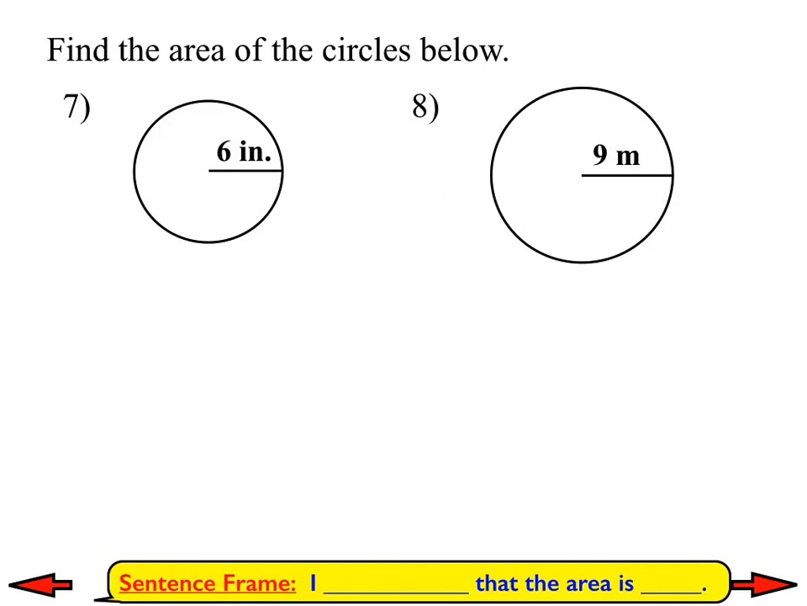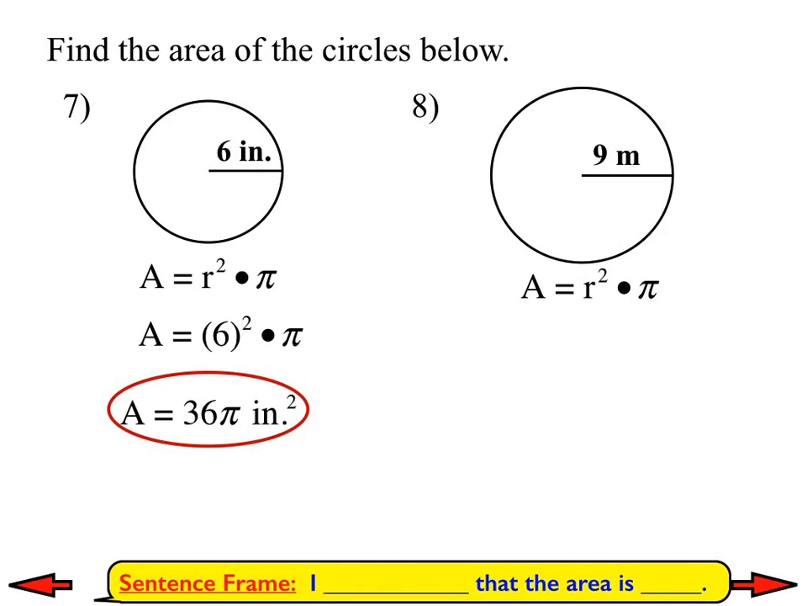All right, how about number 7? Amanda. I concluded that the area is 36 pi inches squared. Good. We need the radius to find the area. The radius is 6. So the radius squared is 6 times 6, which is 36. So the area is 36 pi inches squared. How about number 8, Raul? I concluded the area is 81 pi inches squared. Good. Once again, to find the area, we need the radius. The radius is 9. So 9 squared is 81. Therefore, the area is 81 pi meters squared.